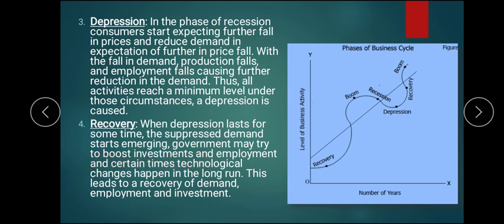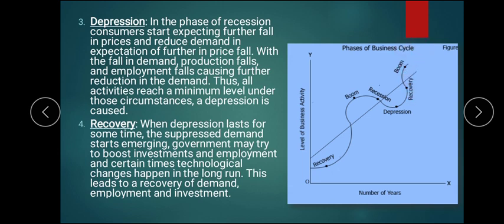So certain times you find technological changes also happen in the long run, and due to technology you find this type of changes also happen, and this leads to the recovery of the demand, of employment as well as investment. So after depression you find slowly that the demand will increase after some time. Then after, government also helps with different policies to increase the demand, and you find that it reaches the equilibrium point, or you can say it reaches the balance point here. And then after, when demand reaches high, it can attain a boom period.